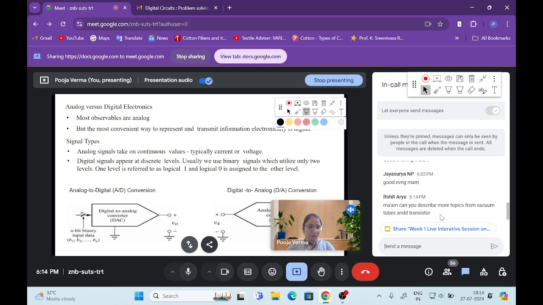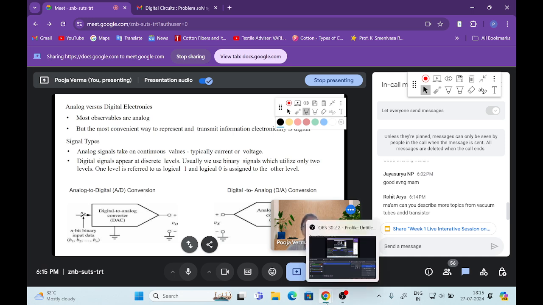Can you describe more topics from vacuum tubes and transistors? I think vacuum tubes and transistors are very old. So whatever topics have been covered in week 1, and the problems that can be helpful for solving your assignment problems, will be discussed here. If you want anything else, you can message there and I will try to take that. I think vacuum tubes and transistors are not in your syllabus in detail. If you want to study them, I will give you some material or will try to take it in this class.